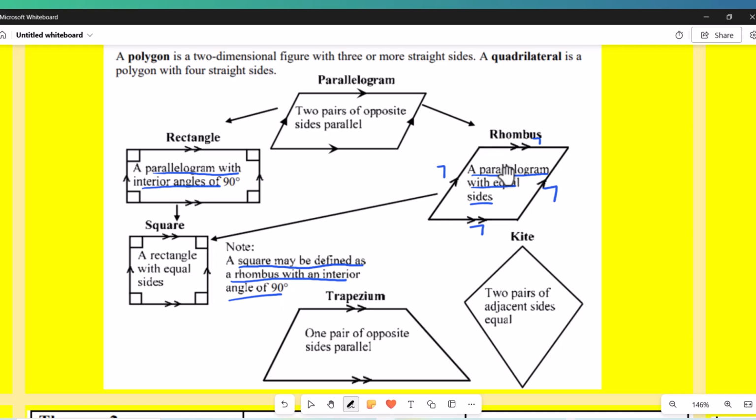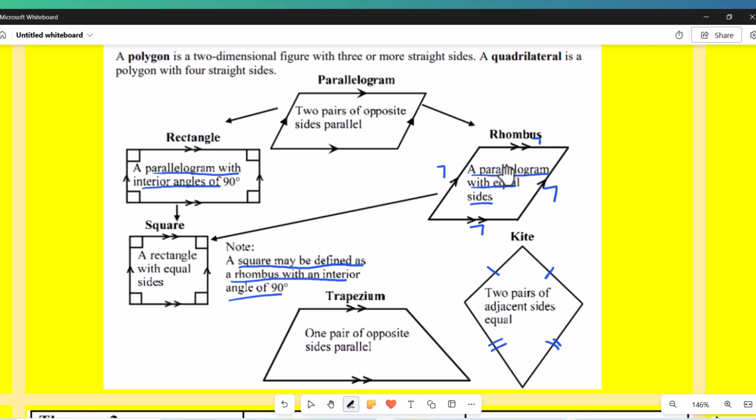Okay, let me talk about the kite now. So the kite has one pair of adjacent sides equal. So this pair equals this one here. Then this other pair of sides are also equal. Now the sides are not all equal like for the rhombus.